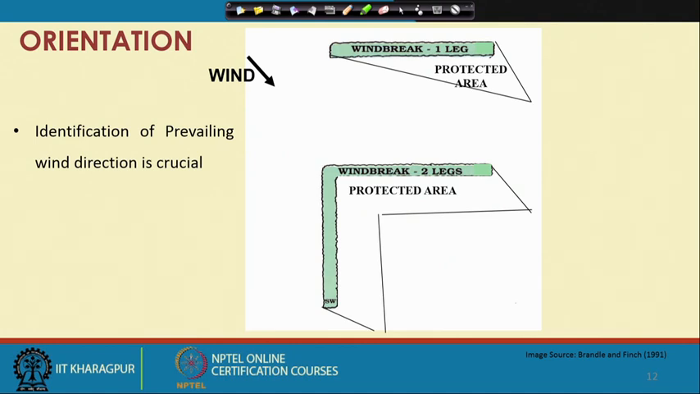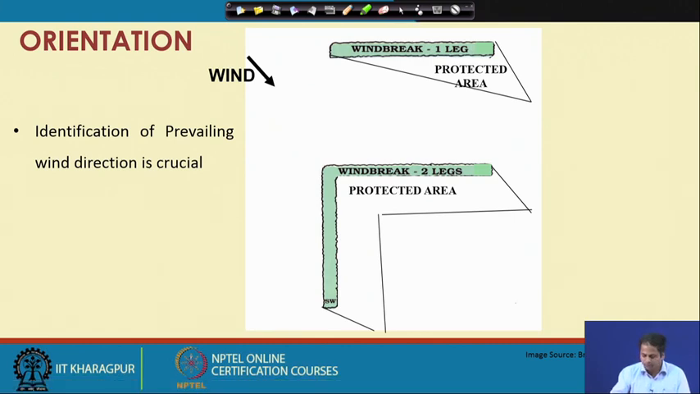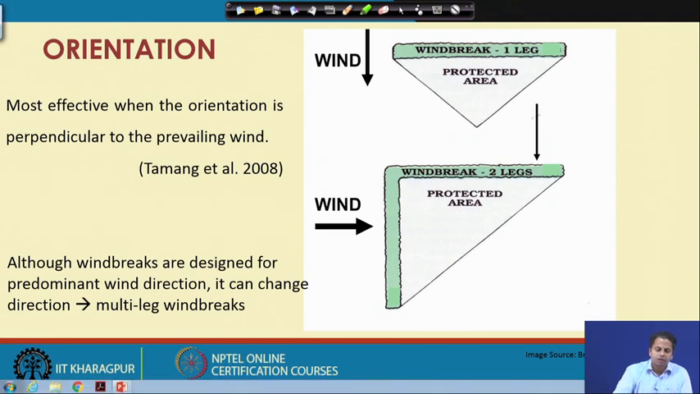The next is the orientation. When designing a windbreak, you should know the prevailing wind in your area. What do we mean by prevailing wind? By prevailing wind we mean the maximum probable wind direction for your field over a year. Once you know that predominant direction, you can plan your windbreak in a direction perpendicular to it. In the next slide we will see that. The orientation of windbreaks is most effective if they are placed perpendicular to the prevailing wind.